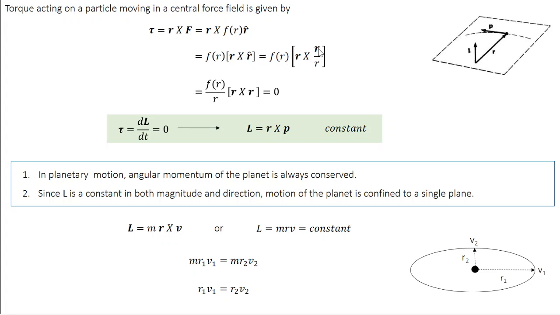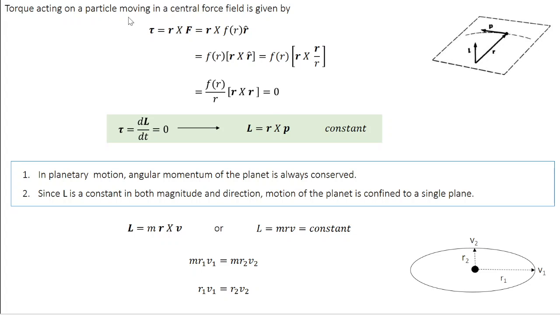r cap is nothing but vector r divided by its magnitude. Once again, the term in the denominator is a scalar. Take it outside. So you have F of r divided by r, times r cross r. The cross product of two similar vectors is going to be 0. So this term is 0.